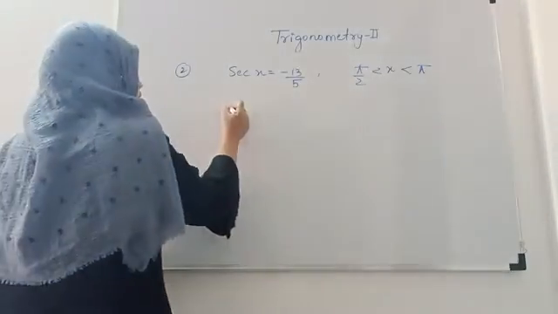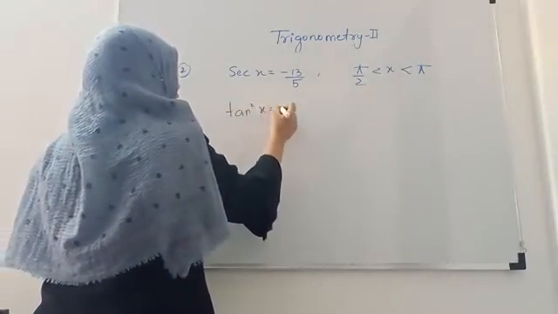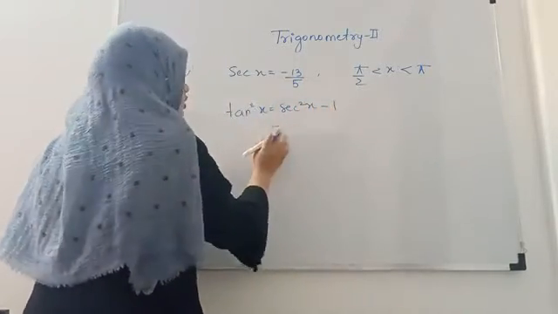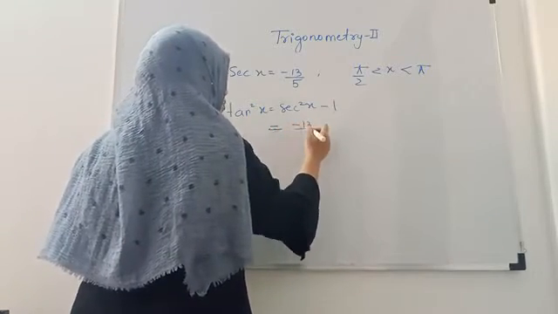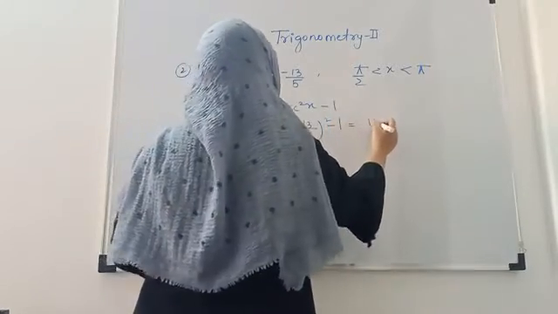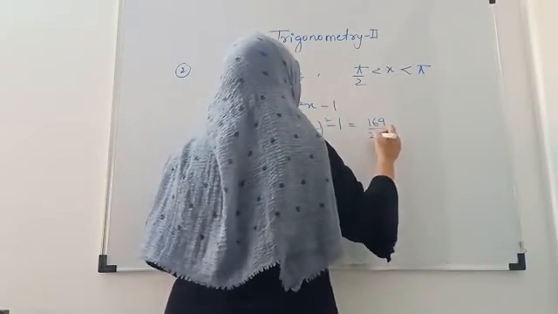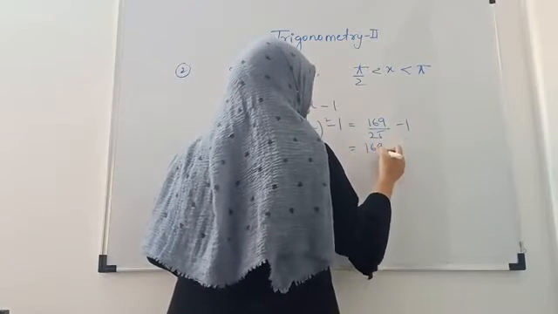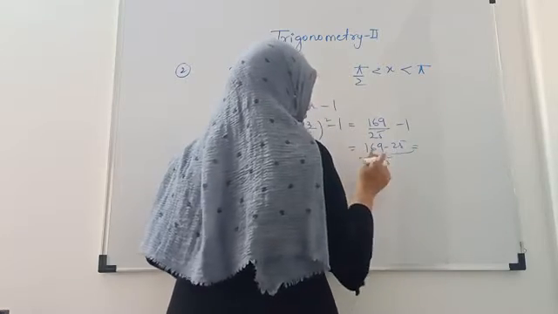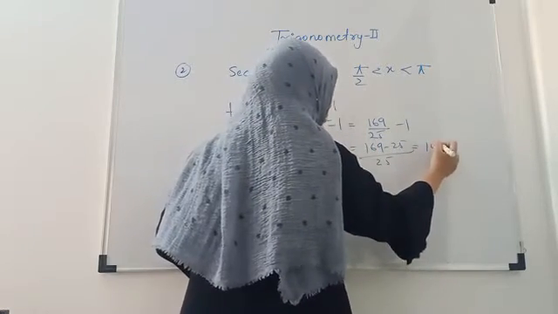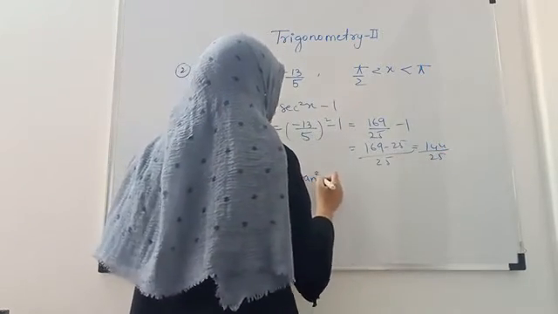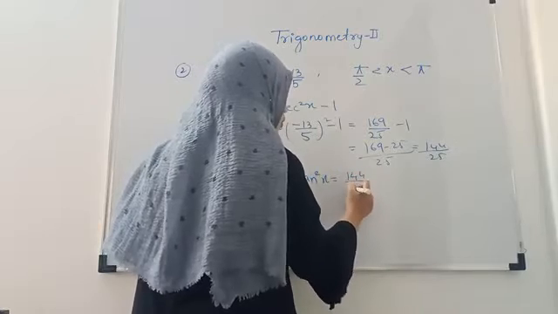Okay, so we know that tan square x is equal to sec square x minus 1, right? So here it is minus 13 upon 5 whole square minus 1, which is equal to 169 upon 25 minus 1. So 169 minus 25 divided by 25. The answer is equal to what? 169 minus 25 is 144 upon 25. Okay, so therefore tan square x is 144 upon 25.